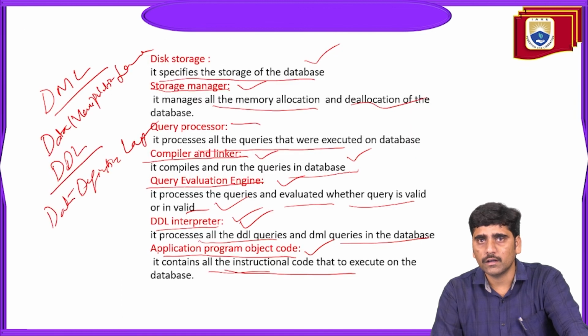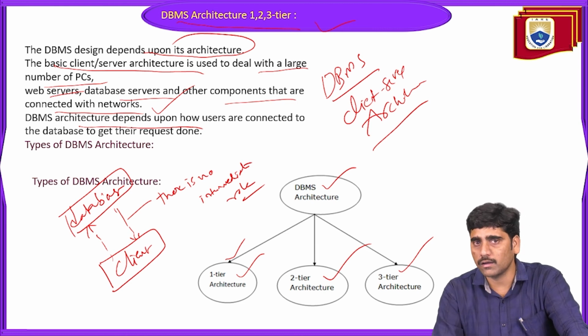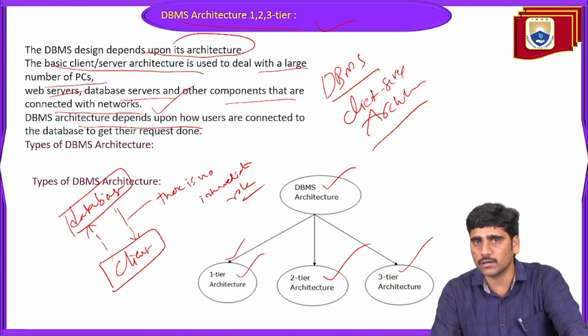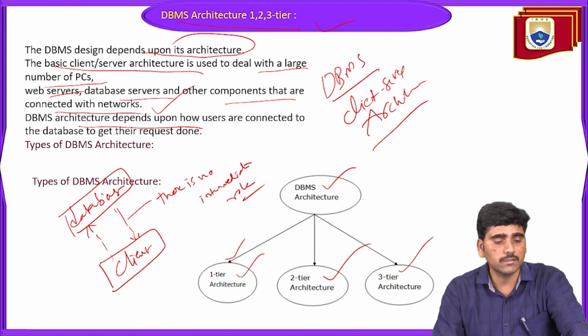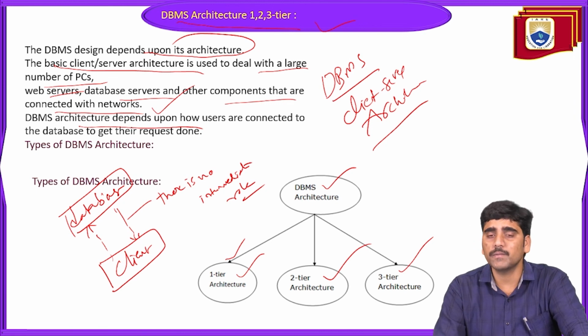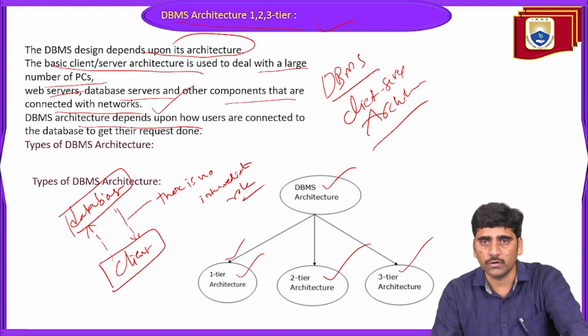And for database management system client-server architecture, we have three types of architectures. The necessity to design the client-server architecture is that users communicate with multiple servers. Multiple interactions are actually required, so for that purpose we design the database in client-server mode.